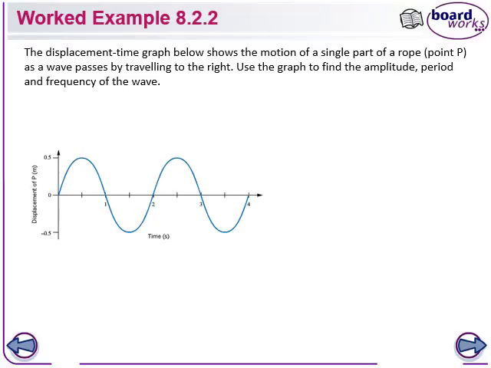The displacement time graph below shows the motion of a single part of a rope, point P, as a wave passes by, travelling to the right. Use the graph to find the amplitude, period, and frequency of the wave.